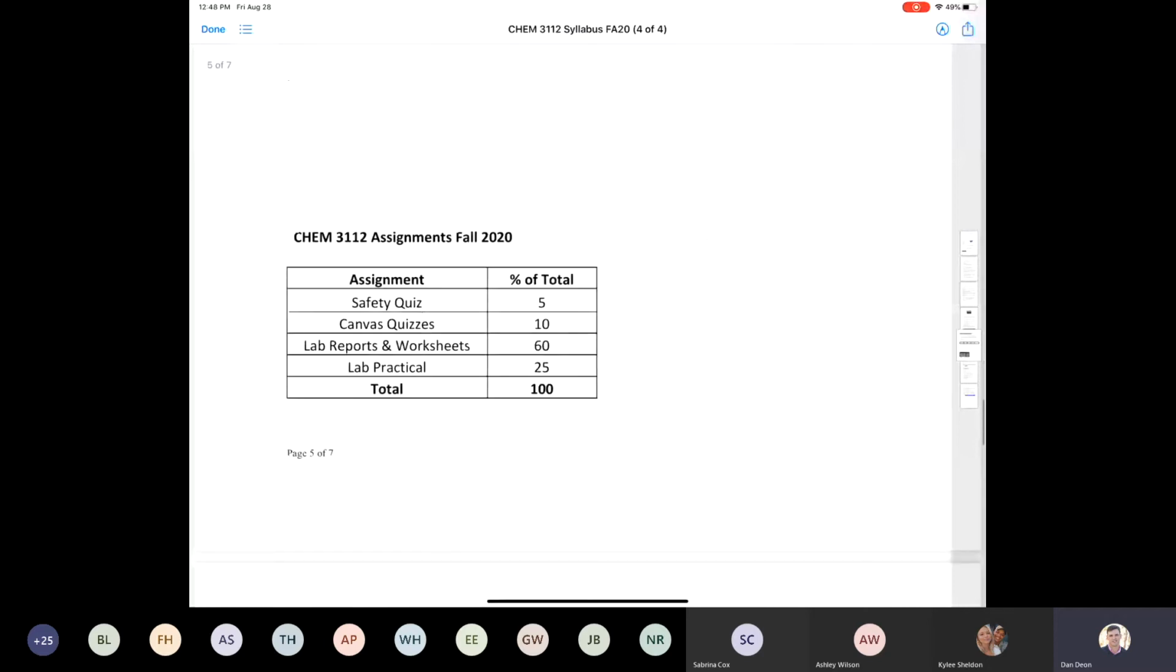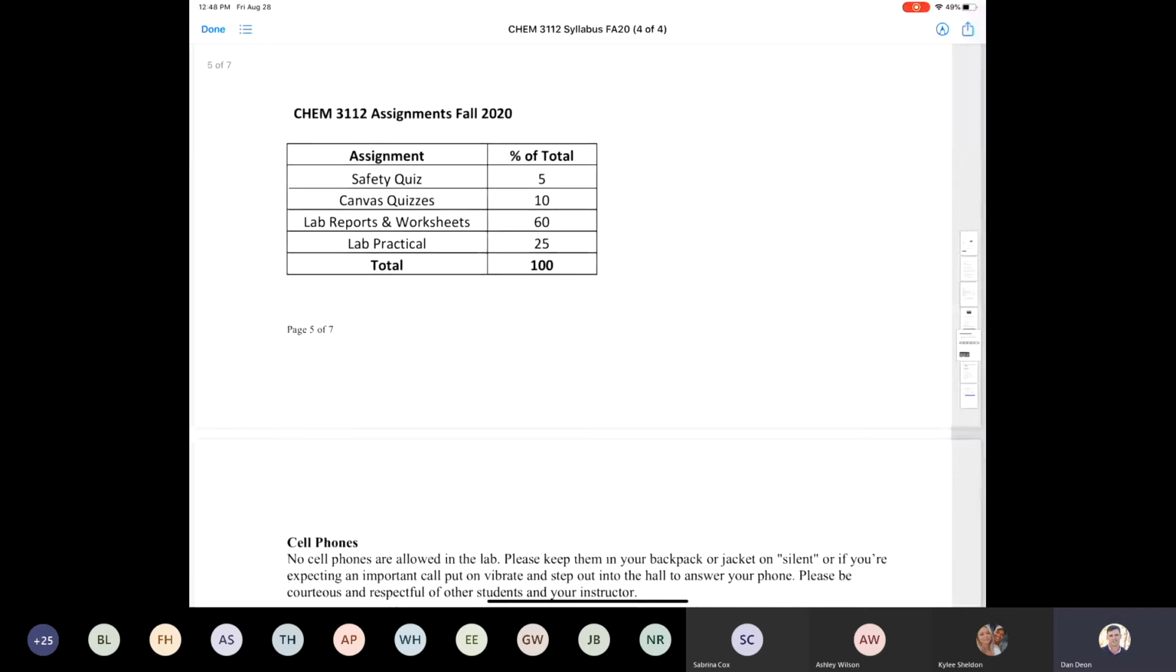Here's the grading scale. You can see that most of your grades come from the lab reports and worksheets. We do have some Canvas quizzes. I'll talk about that more during the lab lecture for the Williamson ether synthesis. They're just short little quizzes. There's not a lot of questions in them, and they just basically make sure that you listened during the lab lecture and you have an idea what you're doing when you step into the lab.